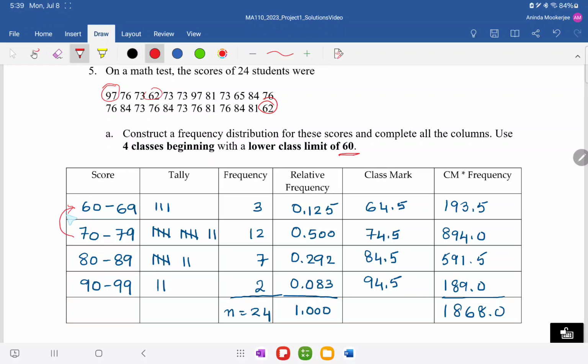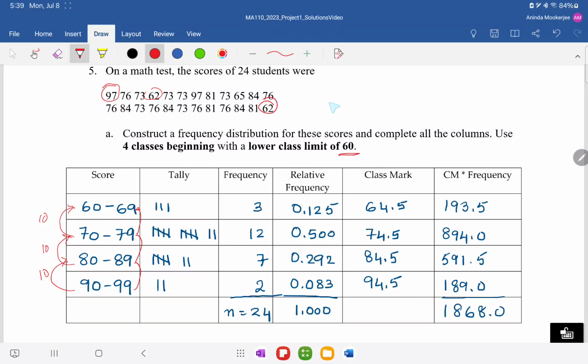So how do we make sure that the class widths are all the same in every interval? 70 minus 60, right? That's 10. 80 minus 70 is 10. 90 minus 80 is 10. Likewise, on the other side, 79 minus 69 is 10. 89 minus 79 is 10. 99. So you can always cross-check, all right?